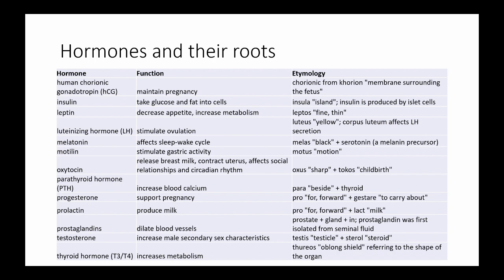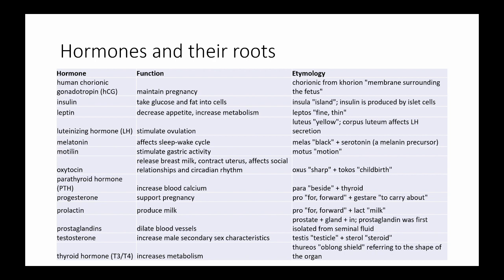Prolactin leads to milk production. It comes from pro, meaning for or forward, plus lact, meaning milk. Prostaglandins dilate blood vessels. The word prostaglandin literally breaks down to prostate gland in, referring to the fact that prostaglandin was first isolated from seminal fluid.